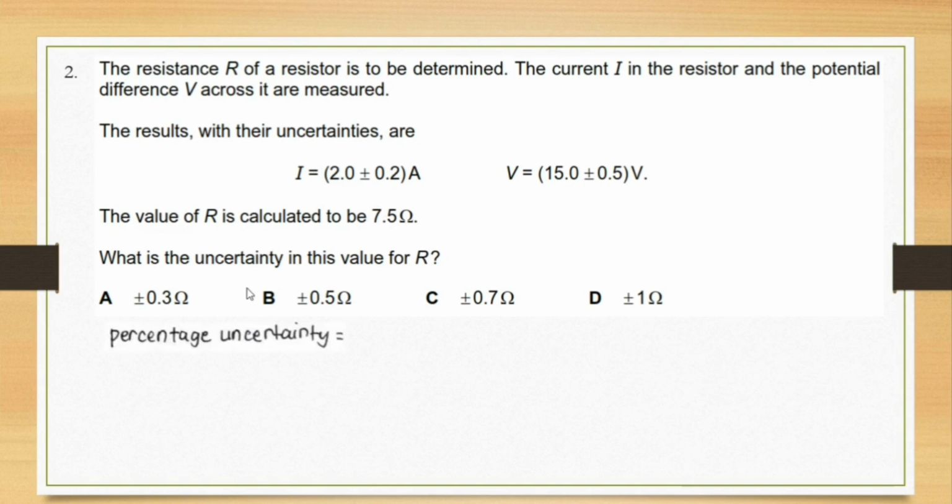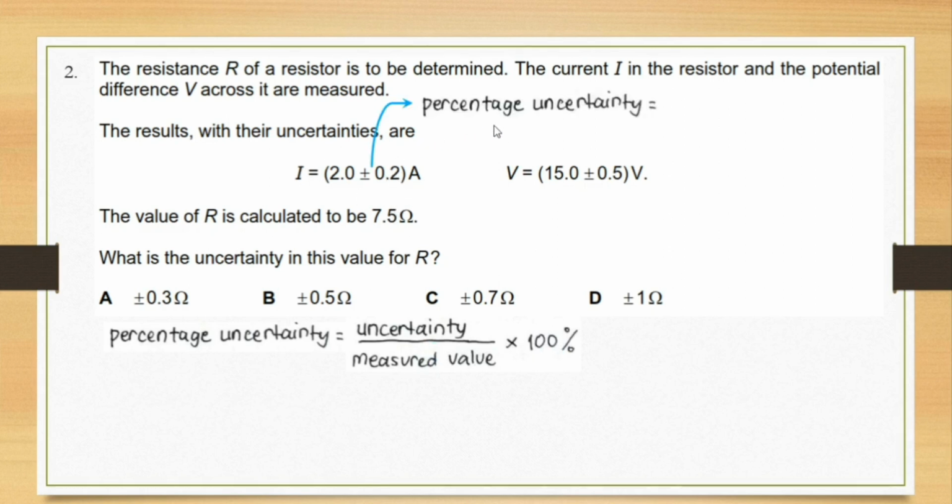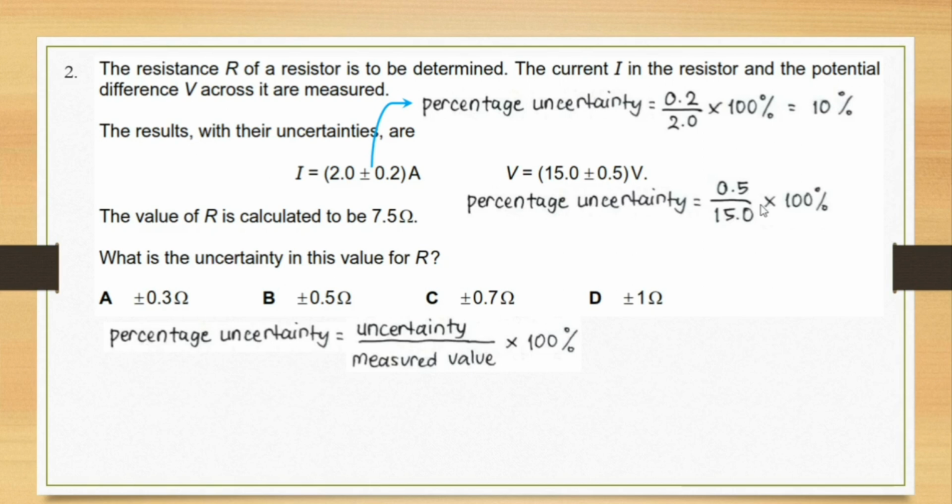We know that percentage uncertainty is equal to uncertainty divided by measured value multiplied by 100%. For this I, the percentage uncertainty will be the uncertainty 0.2 divided by the measured value 2 multiplied by 100%. It is equal to 10%. For this V, the percentage uncertainty will be 0.5 divided by 15 multiplied by 100%. This is 3.33%.